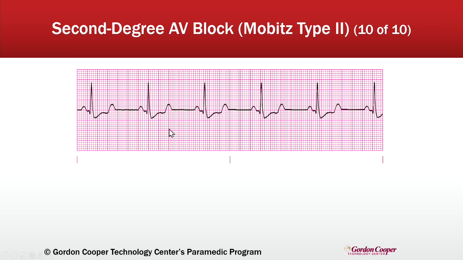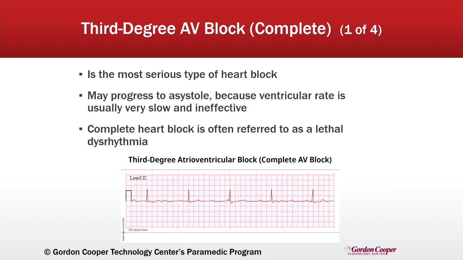And then again, same thing. These are P waves here. And this is a 2 to 1. So we have 2 P waves to 1 QRS. Now let's get on to third degree.